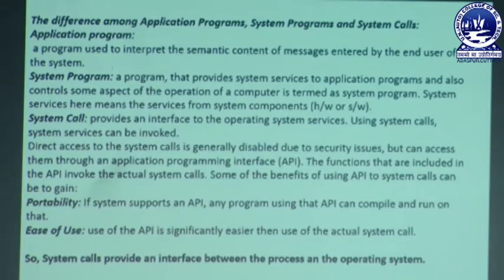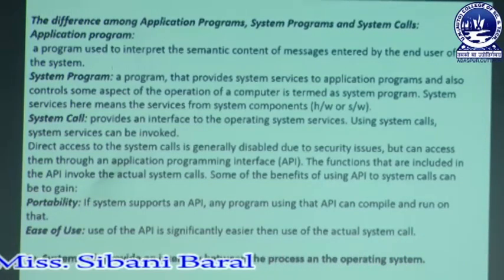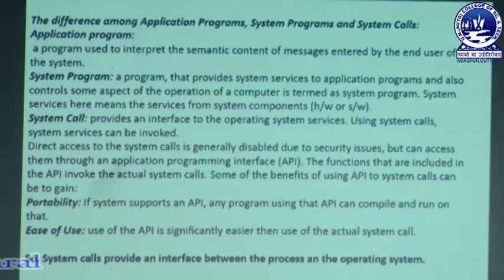Some of the benefits of using an API for system calls are portability and ease of use. Portability means that if a system supports an API, any program using that API can compile and run on it. Ease of use means that use of the API is significantly easier than use of the actual system call. System calls provide an interface between the process and the operating system.